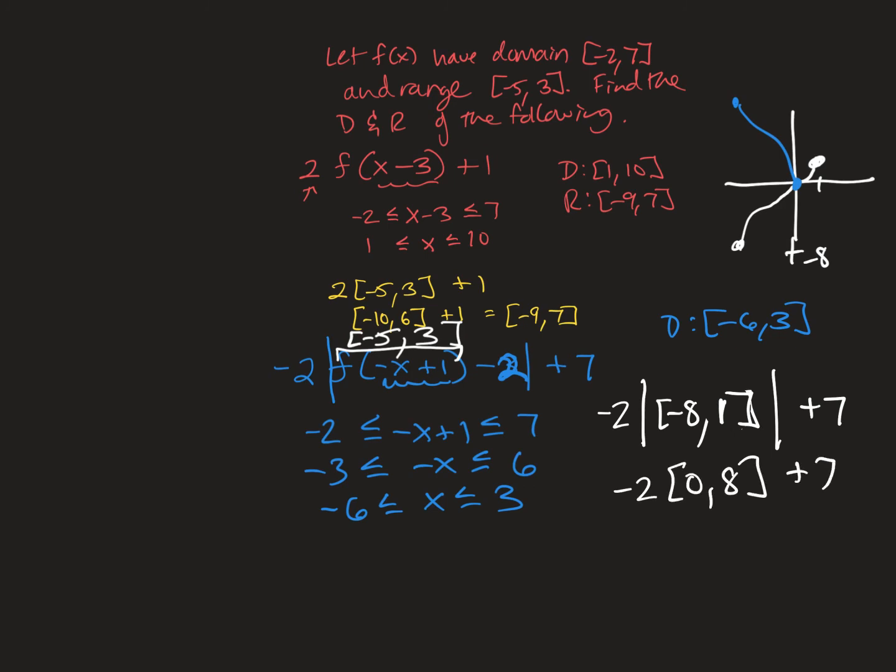And then I'm following the order of operations. So 0, -16. So -16 comes first, 0, plus 7. And this will give me -9 to 7. So that's my new range. So just be careful with the absolute value in the range when you're talking about a range effector. It makes 0 and positive y values stay the same. Negative y values become positive.